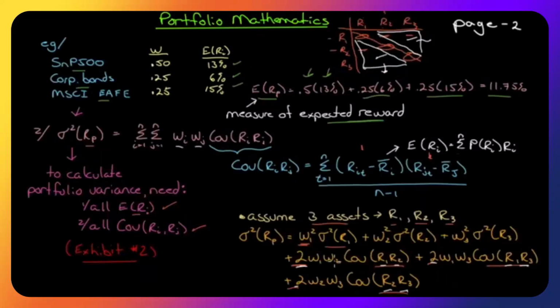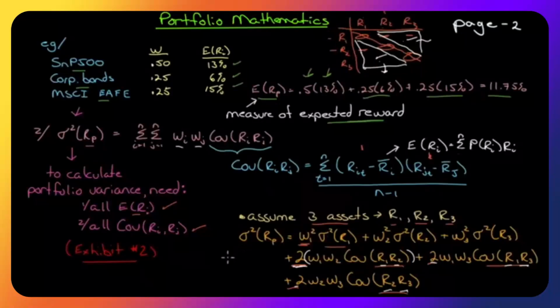I just want you to see how that all comes together so that when we look at the 2, say, why are we multiplying by 2? Is because there'll be 2 covariances. This covariance, R1, R2, is the same as R2, R1. So rather than write out 6 terms, we'll just say 2 times this term. Exactly. So this is for 3 assets.